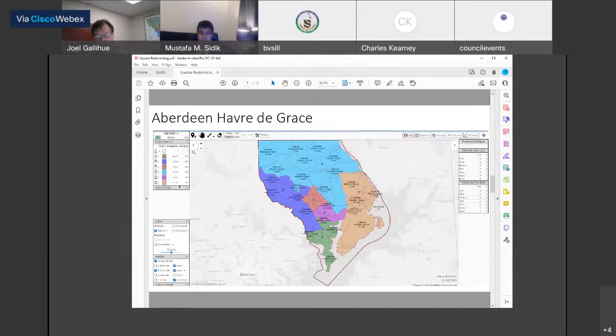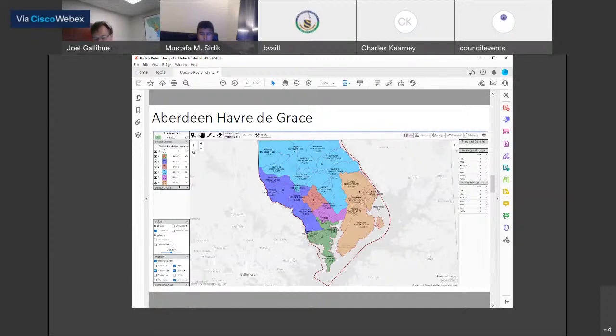Next map has been submitted by representatives of Havre de Grace and Aberdeen. And what they represented to the commission was there was a conversation that began about the two jurisdictions, and they are municipalities, which are different from other subdivisions in the county.